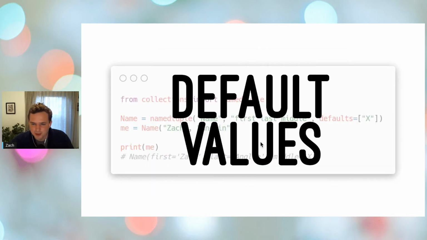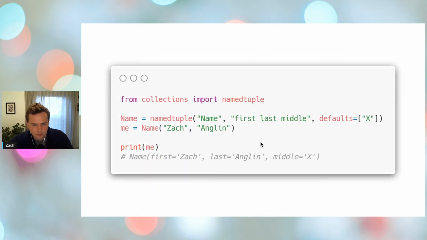You also have the ability to add default values. And again, the syntax kind of gets a little funky. Here, if we say, well, Name is going to be a named tuple, and we're going to add a middle name optionally after the first and the last. And by default, if that middle name's not provided, we're going to say it's X. And now if I instantiate a named tuple for myself and I leave the middle name off, then I'm going to get a named tuple. It's going to include the middle name, but the middle name is just going to be X.